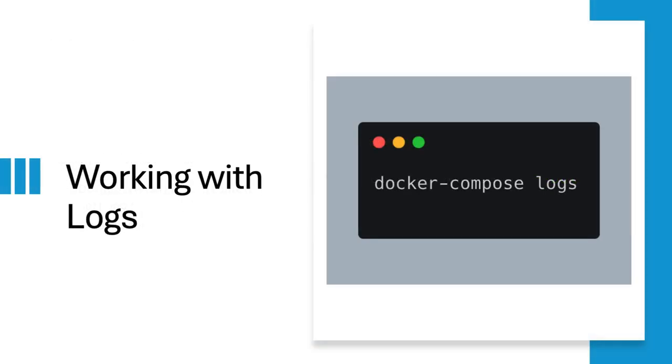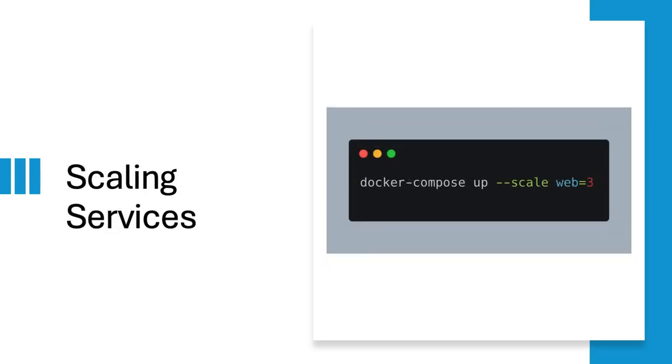Here's how you can view the logs for all the services and tail logs for specific services. Here's how you can scale a service to multiple containers. In this case, we're scaling web containers to 3 instances.